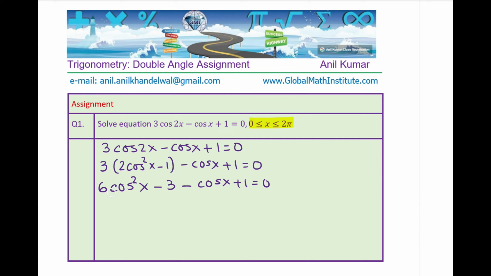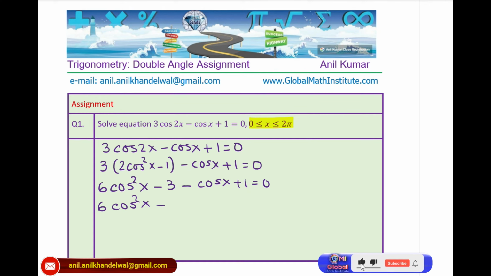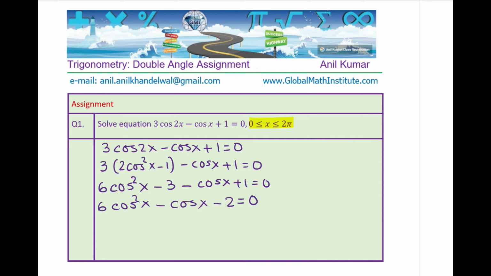So now that becomes a quadratic equation. Let me rewrite this in order. 6 cos square x minus cos x minus 3 plus 1 is minus 2 equals to 0. Now we need to factor this, right? We are looking for product of two numbers p and q, which should be minus 2 times 6, that is minus 12. And their sum should be what? Sum of these two numbers should be minus 1. And that means I could write this as minus 4 and 3.